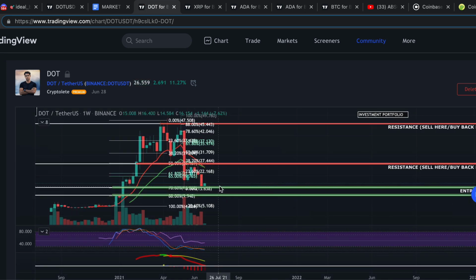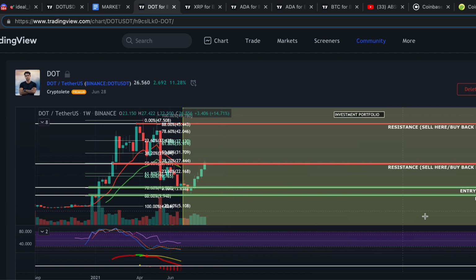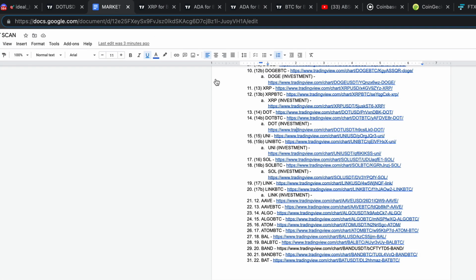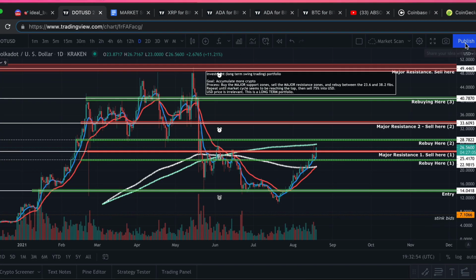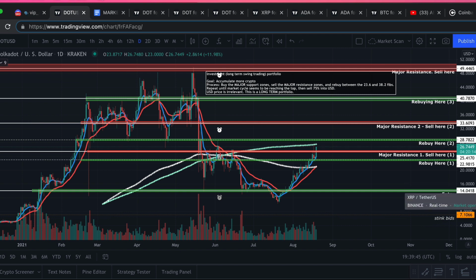Entry. Yeah, this was the entry. Okay, entry was hit. Entry 2 missed it by like literally a cent. Yeah. Wow, you can't get better than that. You really just can't get better than that. So let me save this now. Let me publish this now and put this into the market update. Okay, so that's DOT USD.